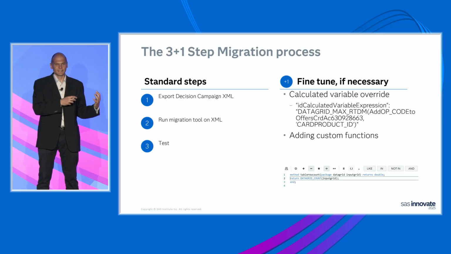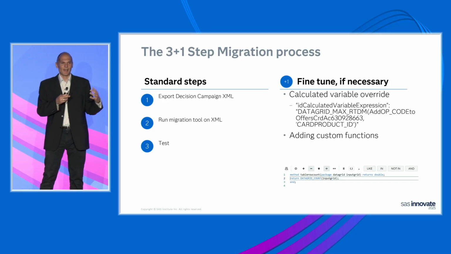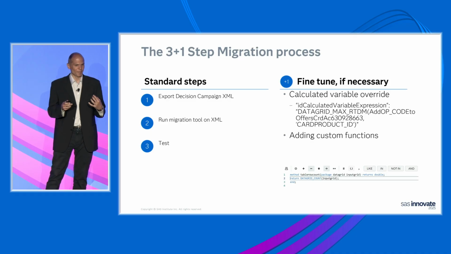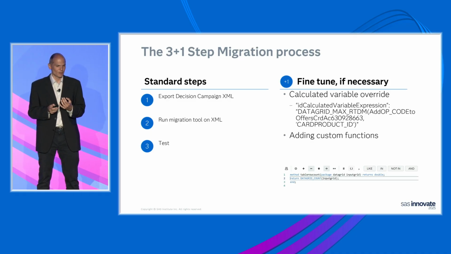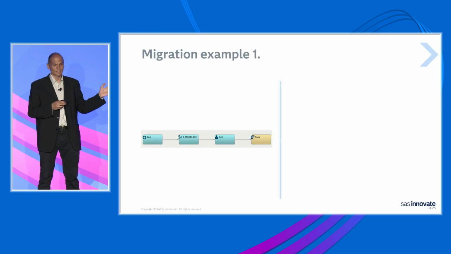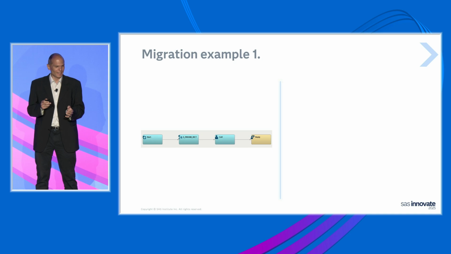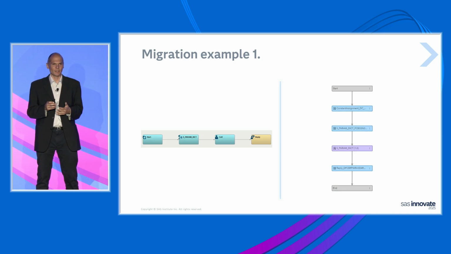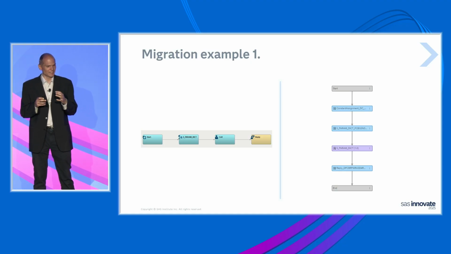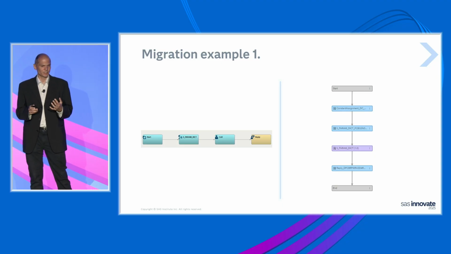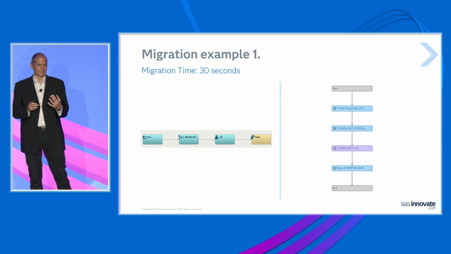If the migrated decisions are the dishes, then the migration tool is the chef. And it's a pretty quick one. Let's see how quick it is. Let's start with a small bite from the chef. It's a very simple decision campaign in RTDM, and even the migrated decision contains only 4 nodes and 1 calculated variable. Out of curiosity, I tried to reproduce that manually in ID, rebuilding this decision, and it took me 29 minutes. But for our migration tool, it took only 30 seconds.